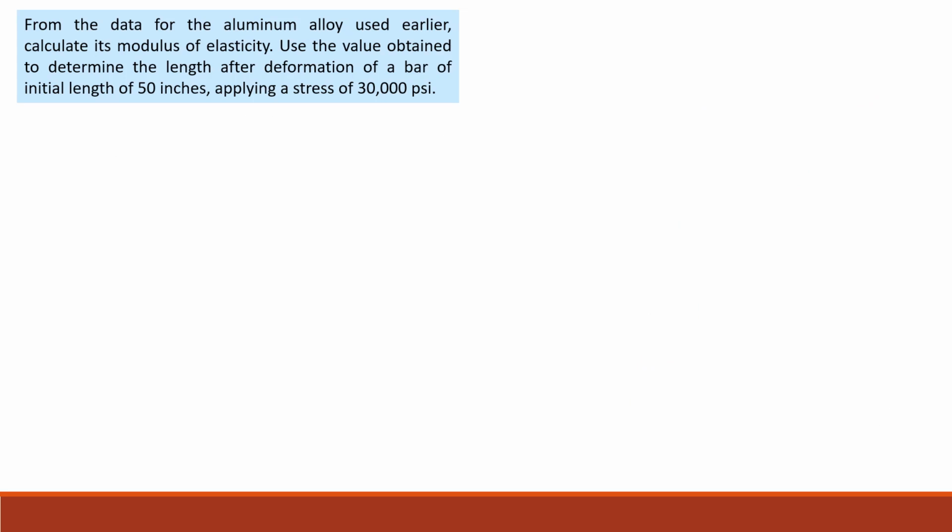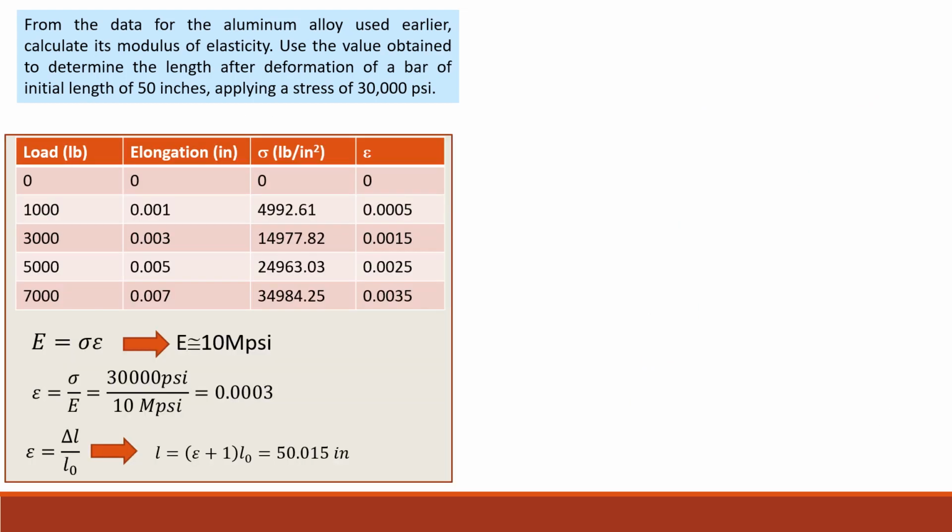Again, we come back to the data for aluminum that we have already used, and then we are going to calculate the modulus of elasticity. So these are the values: load, this is the elongation, this is stress, this is strain, and so in a very simple way we can calculate the modulus of elasticity, so the E or Y, as you want.